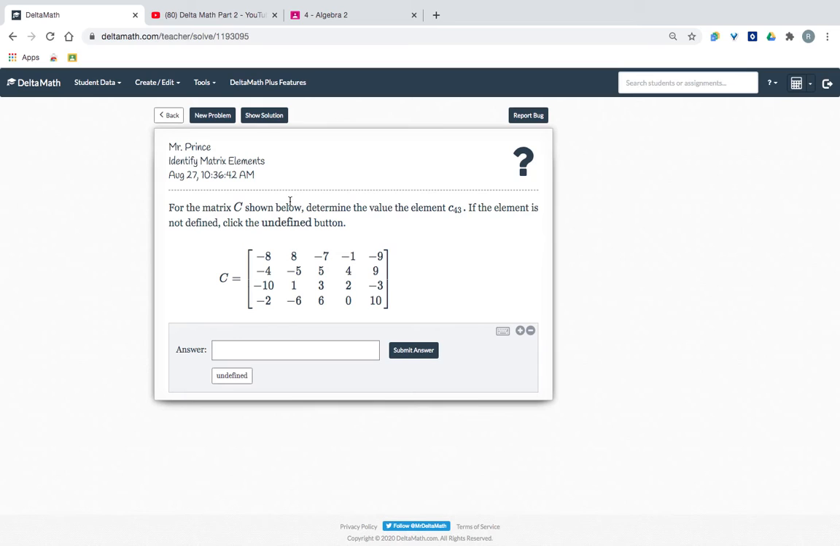This one, you have to identify the matrix elements. It only gives you whatever matrix the letter is. So C43, C is here. 43 means you're looking for the fourth row, third term. The first number is what row you go to, and the second number is whatever column. So the third term would be 6. Submit answer.